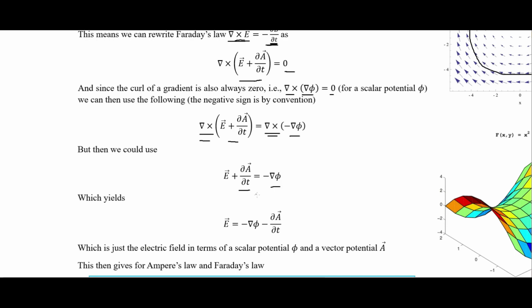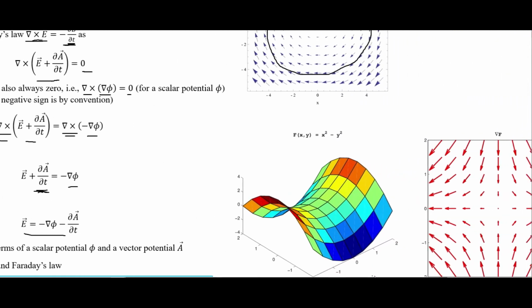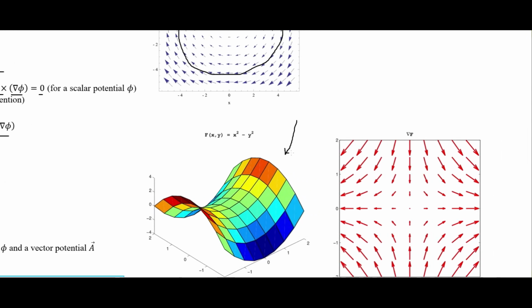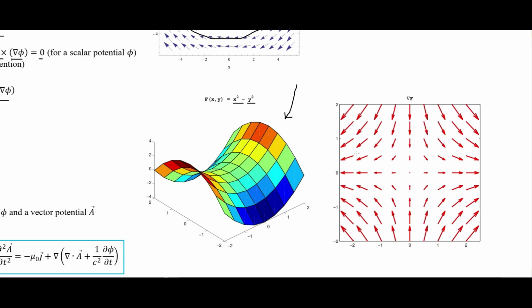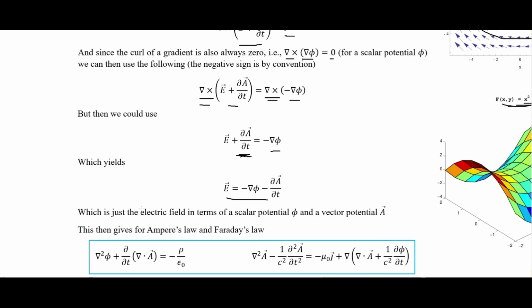Now we can subtract this from both sides and we end up with this. Again, just so we're on the same page, a gradient is, for example with this scalar potential, the function x squared minus y squared. You take the gradient of that and it shows you where it is growing. The arrows point in the direction that the function is increasing, so it's turning this scalar field into a vector field. This is just the electric field in terms of the scalar potential and the vector potential.